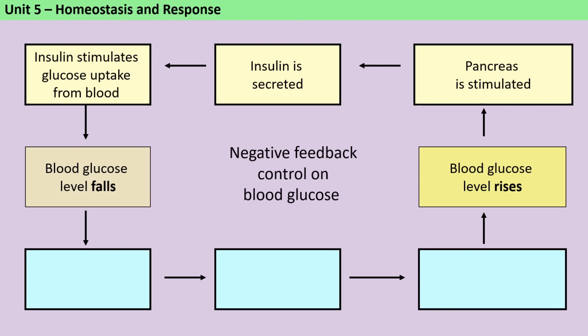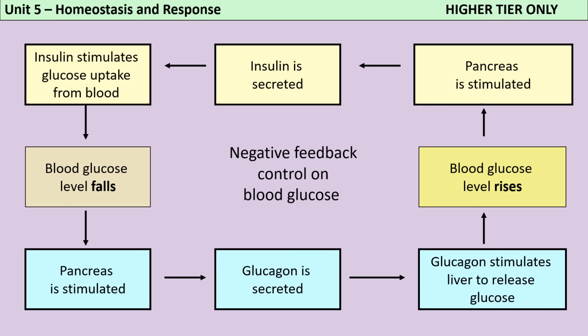You can see the blood glucose level rises, and therefore the pancreas is stimulated. It produces and secretes insulin, which means releasing it into the bloodstream, and that insulin then stimulates glucose uptake from the blood, so the blood glucose level falls. If you're doing higher, you need to know that this will again stimulate the pancreas, and therefore glucagon is made and secreted. And glucagon will stimulate the liver to release glucose, so that glucose level rises.